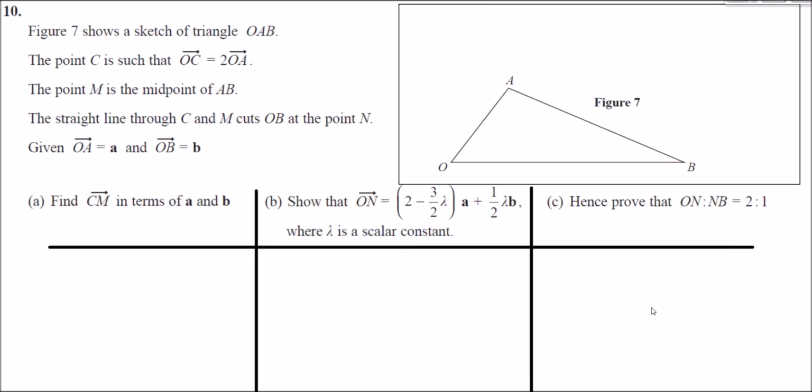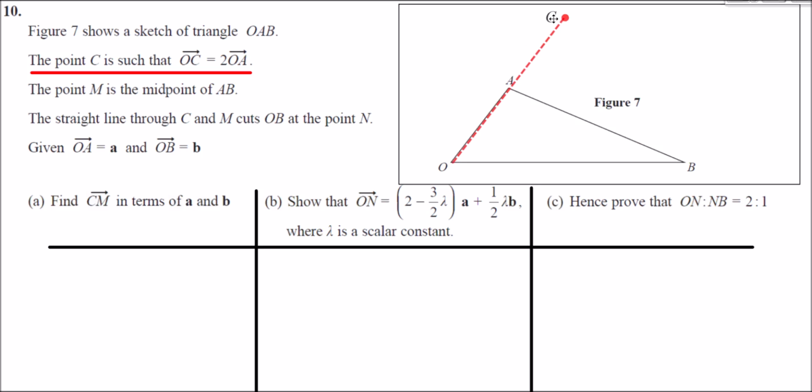Question 10 is about vectors. Figure 7 shows a sketch of triangle OAB as shown. Point C is such that OC is double the length of OA, and so OC is essentially twice the magnitude of vector OA. We can picture this on this diagram here. Geometrically, if OC is double the magnitude of OA, we could picture C being here, double the distance away from O than A is.